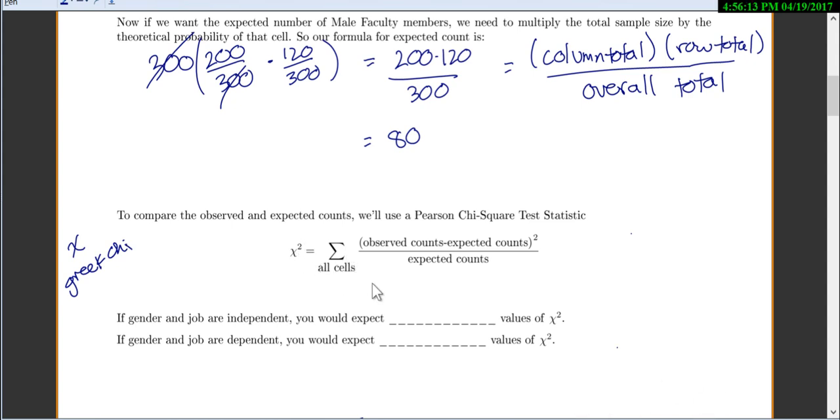And it's the sum, over each cell, of the observed count minus the expected count. Then we square them so positives and negatives don't cancel each other out, and divide by the expected counts to scale it for the size of the university.